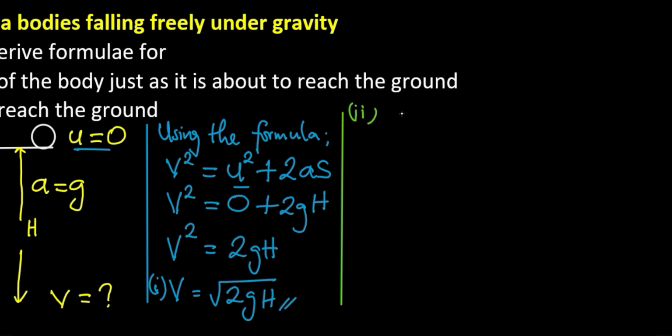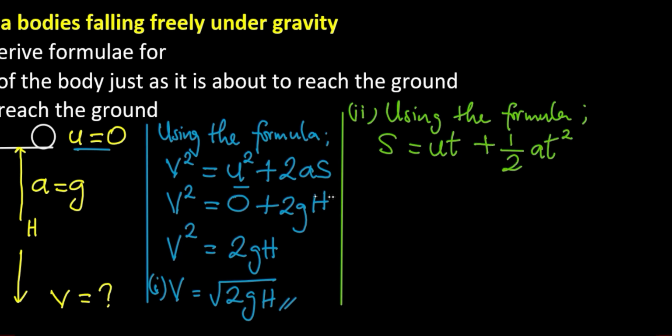Time to reach the ground now, which is Roman figure 2. Using the formula s is equal to ut plus half at squared. Of course, s is equal to h. You put the h there, equal to initial velocity, which is 0, so that term is 0, plus half g, a becomes g, and we have t squared.